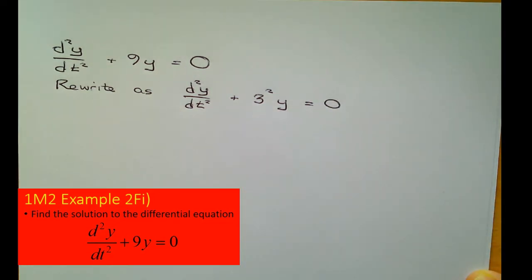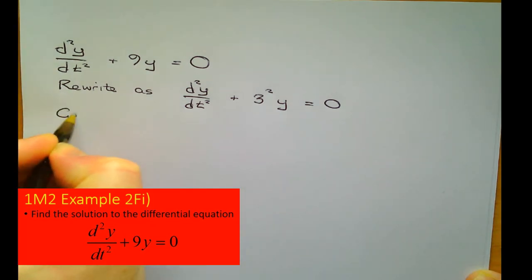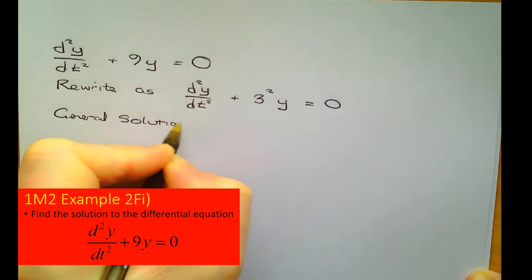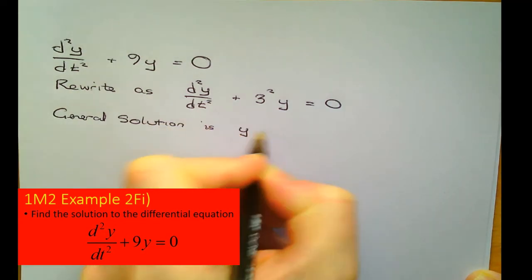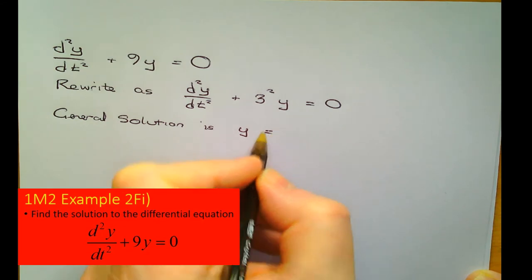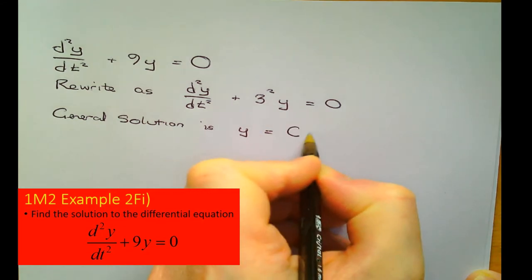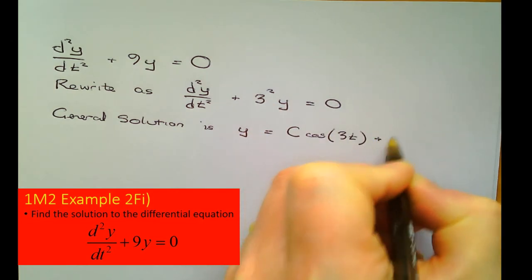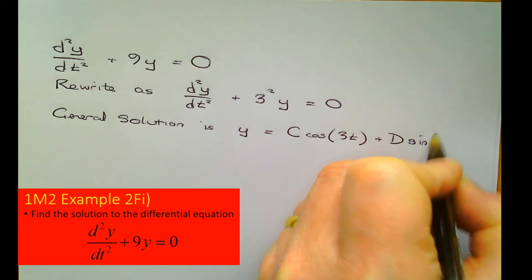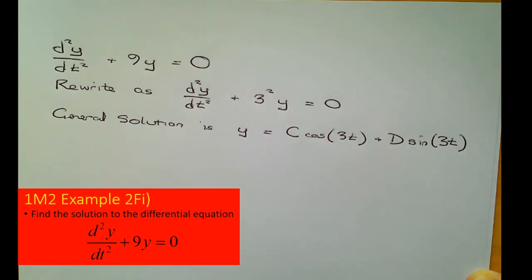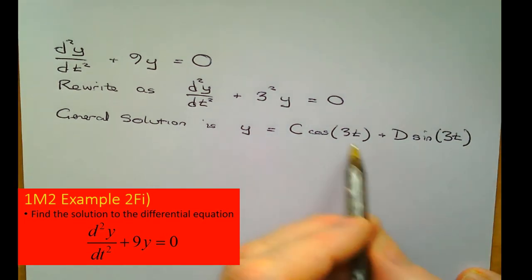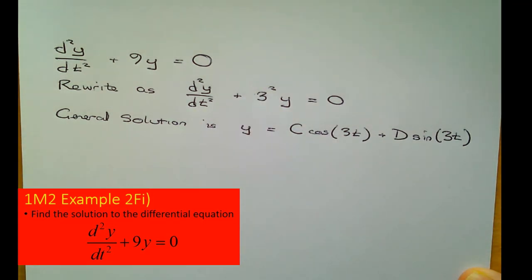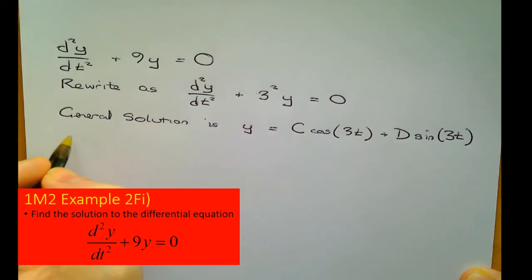It's a plus sign here, so we can write the general solution y is equal to one constant, we'll call it c, times the cos of 3t plus another constant times the sine of 3t. That's the solution here. We've just quoted it on the basis of the equation here. Of course, we can justify it.